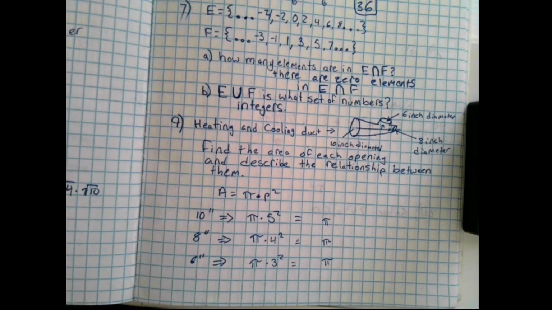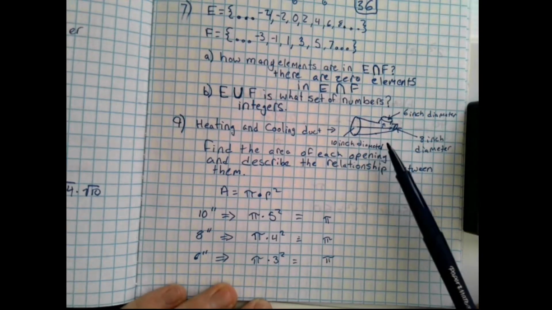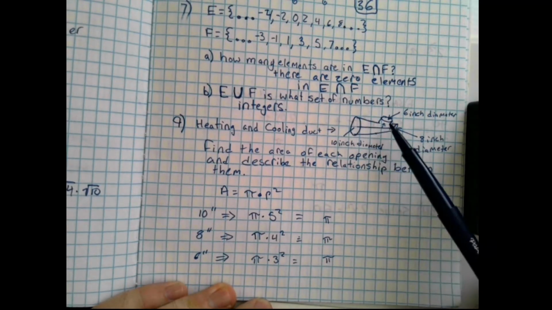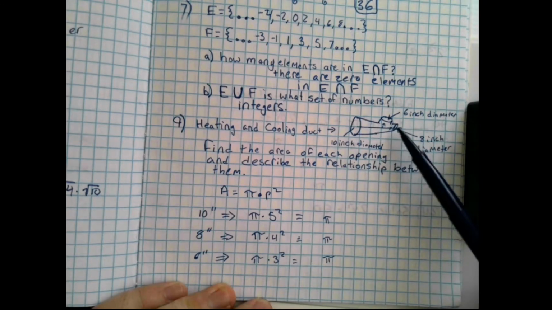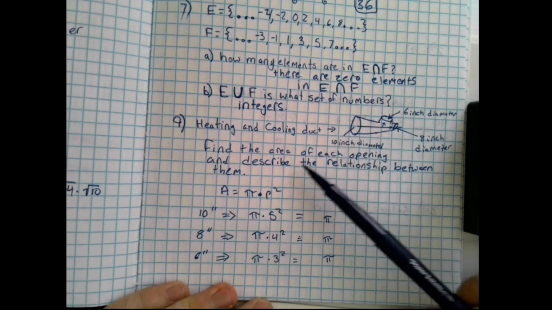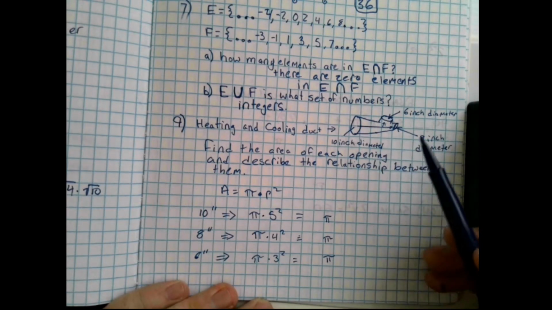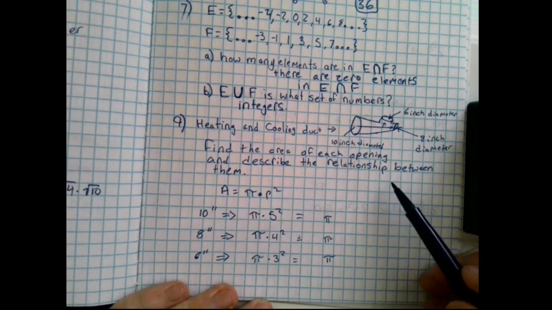Now, question number 9 talks about a heating/cooling duct in a building. I tried to do an approximation of the drawing that's in the textbook. It's got a tube that has a large opening going to a small opening and another small opening. Now, it asks us to find the area of each opening and describe the relationship between them. Now, area of a circular opening will be pi times the radius squared. We're given the diameter for each one. We're told that the largest one is diameter of 10 inches. The smaller ones have a 6-inch and 8-inch diameter, respectively.